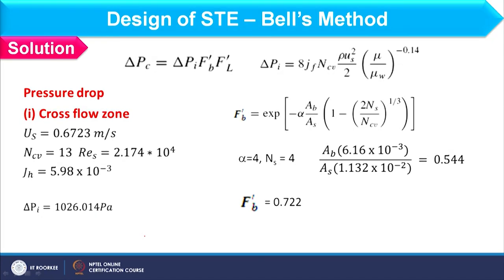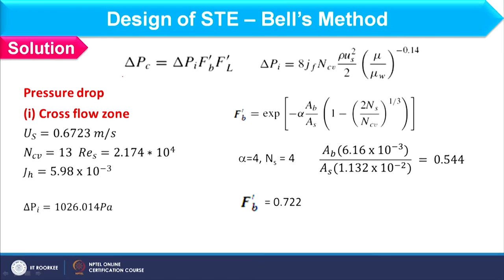Now we should quickly cover pressure drop on the shell side, okay. So as you know, pressure drop we should consider in the cross flow zone, window zone and end zone separately. So let's start with the cross flow zone. So this is the expression for pressure drop in the cross flow zone, and delta PI is basically the pressure drop in an ideal tube bank, and that you can calculate using this equation, okay.